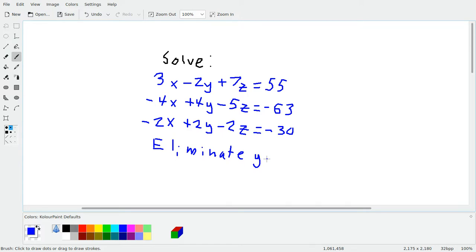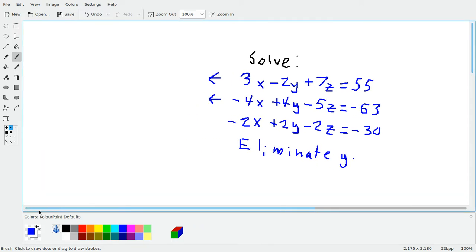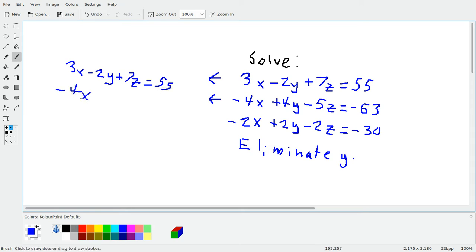Now we need to pick two equations and eliminate y. It doesn't matter which two you pick, let's just pick the first and the second. Let's copy those first two equations on the left side of your page. 3x minus 2y plus 7z equals 55, and negative 4x plus 4y minus 5z equals negative 63.